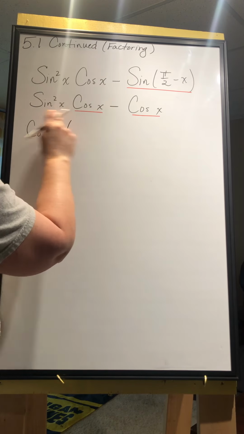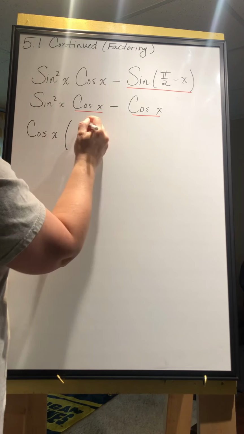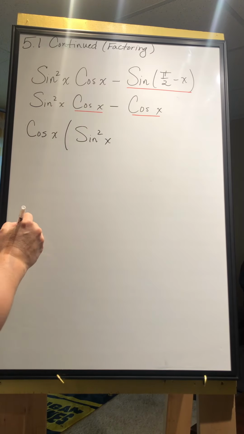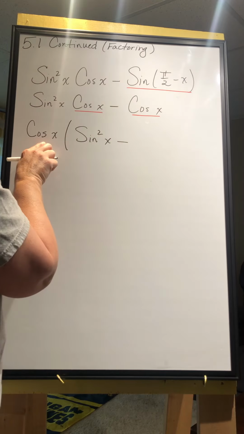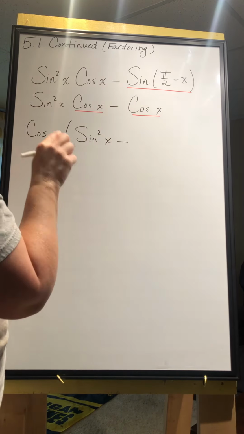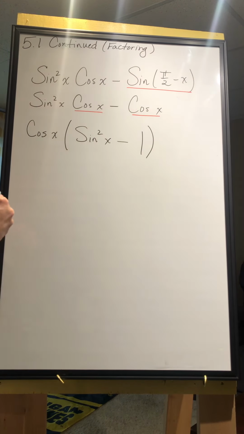If I factor a cosine out of this term, right inside the parentheses, I'm going to write what is left over. Well, if I factor that out, then I just have sine squared x. Then I go to the next term. I'm going to have minus. I factored out a cosine. I pulled it out here to the front of the parentheses. If I take an entire term out, you replace it with a 1. So now we've got cosine x times sine squared x minus 1.